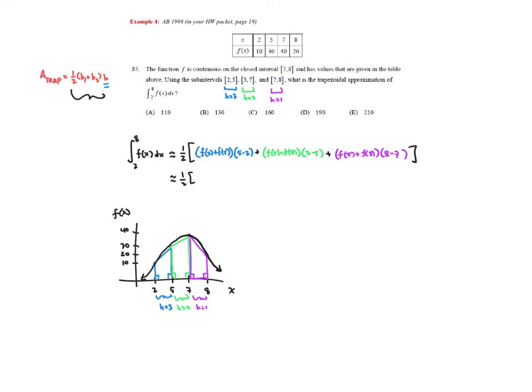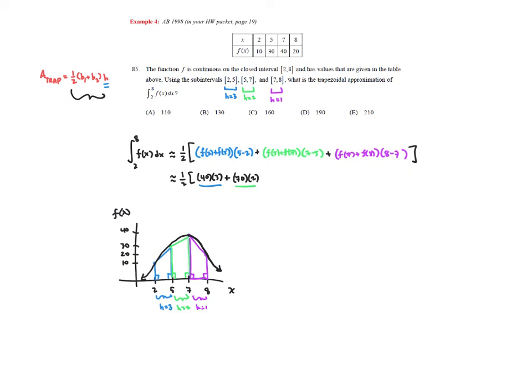Okay, f of 2 plus f of 5. That's 10 plus 30, which will be 40 times 3. Of course that's a portion. That's not the area of that trapezoid. That's a portion of the area because the 1/2's been factored out. Okay, and then I've got f of 5 plus f of 7, which will be 70. And that'll be multiplied by 2. That is a portion of the area of the green trapezoid.